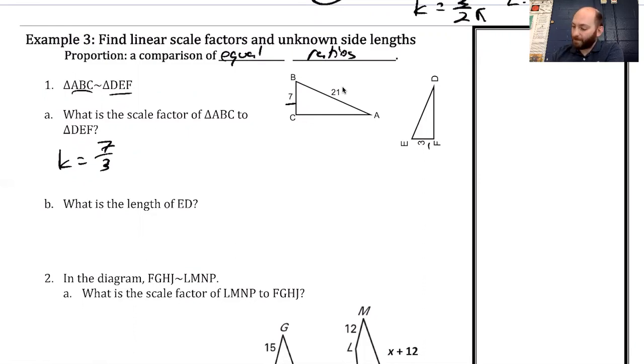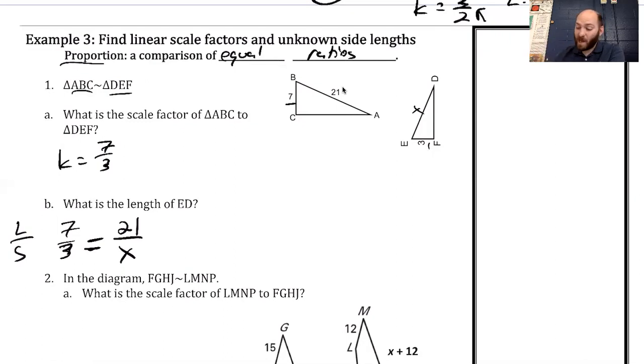What is the length of ED? ED is this one right here. Call it X. That lines up with the 21 as corresponding. When we want to solve this, I'm going to set up a proportion, a comparison of equal ratios. Since my linear scale factor is 7/3, every single side length is also in that same ratio of 7/3. So that's why I can do this. If I do large over small, I'm going to do 21 over X. That's how I set up those ratios, large triangle over the smaller triangle.